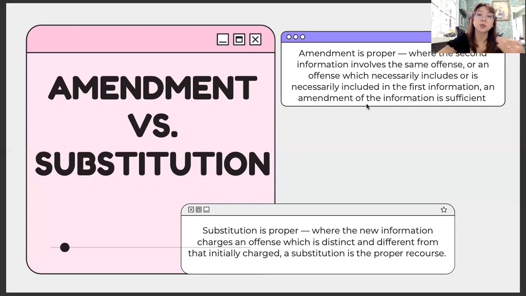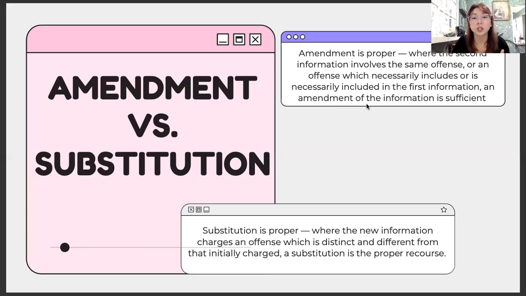When is substitution naman of the information proper? So distinguish substitution from amendment as we did a while ago. An information may be substituted if it appears at any time before judgment that a mistake has been made in charging the proper offense. In such a case, the court shall dismiss the original complaint or information once the new one charging the proper offense is filed, provided the accused will not be placed in double jeopardy. So kailangan mo dismiss muna yung other case.